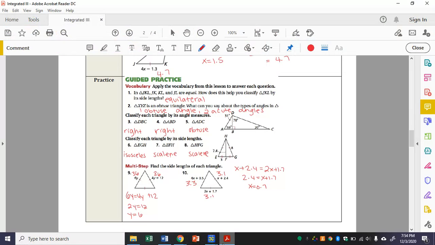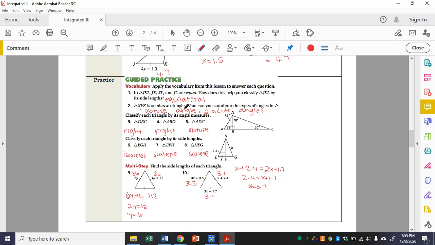Okay, so going over these answers, in number 1, it says we have triangle JKL, and it's saying that the side JK, the side KL, and the side JL are all equal. Knowing that all the sides are equal lengths helps us classify triangle JKL by calling it an equilateral triangle. So all 3 sides are the same, it's equilateral.